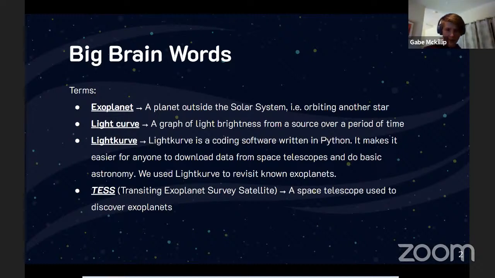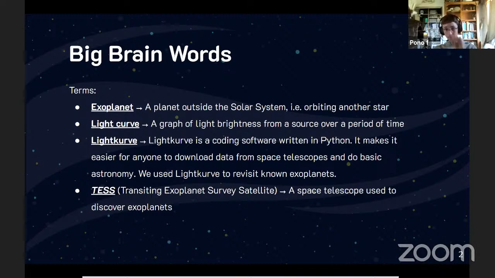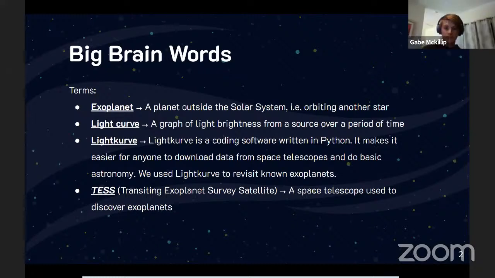And Lightkurve with a K is a coding software written in the language of Python, and it makes it easier for anyone to download data from space telescopes and do basic astronomy. And then TESS, the Transiting Exoplanet Survey Satellite, was the telescope that discovered the exoplanets that we got our data from. All right, next slide.